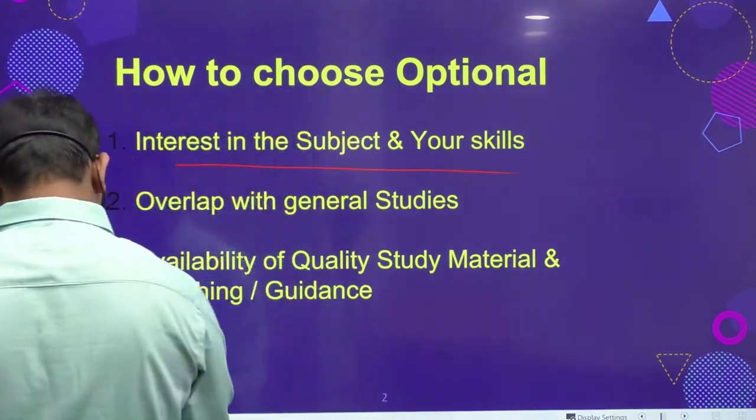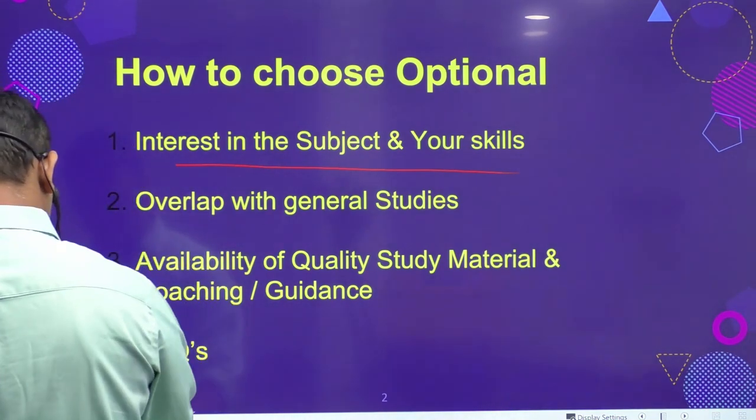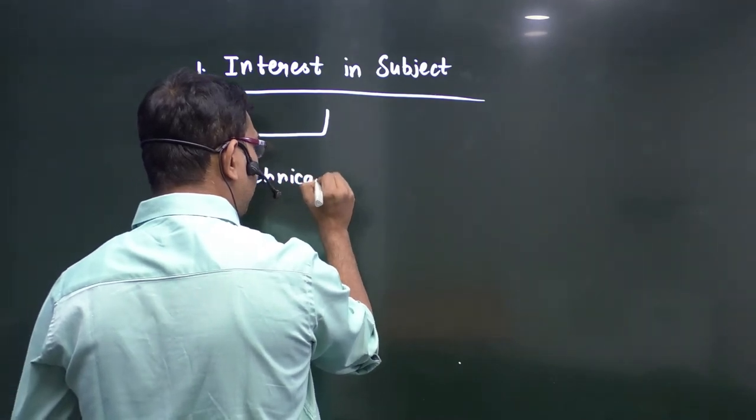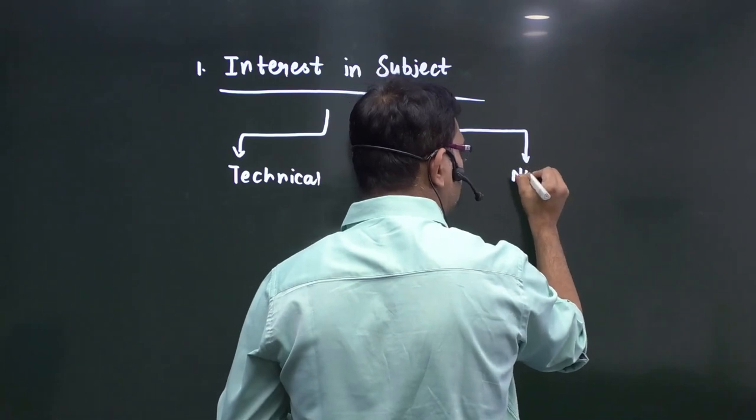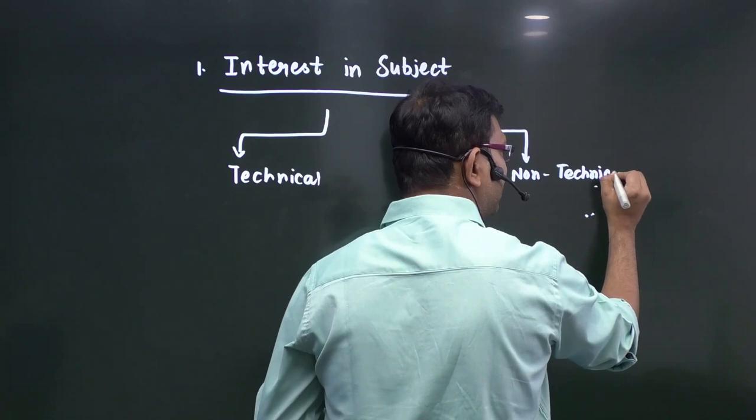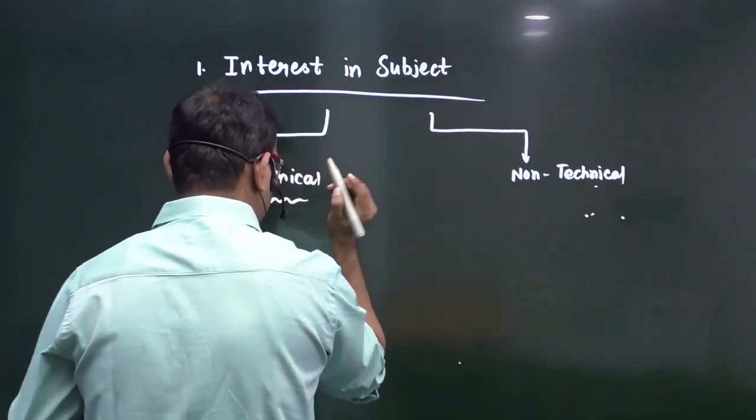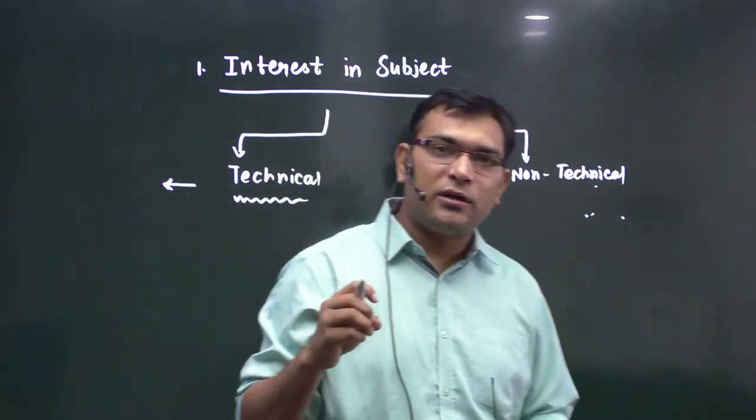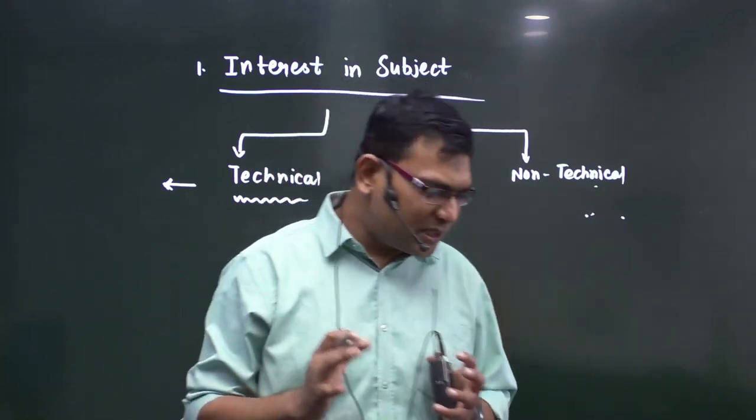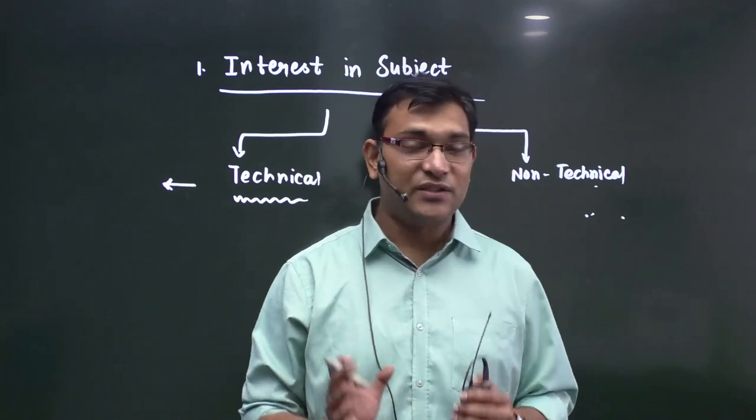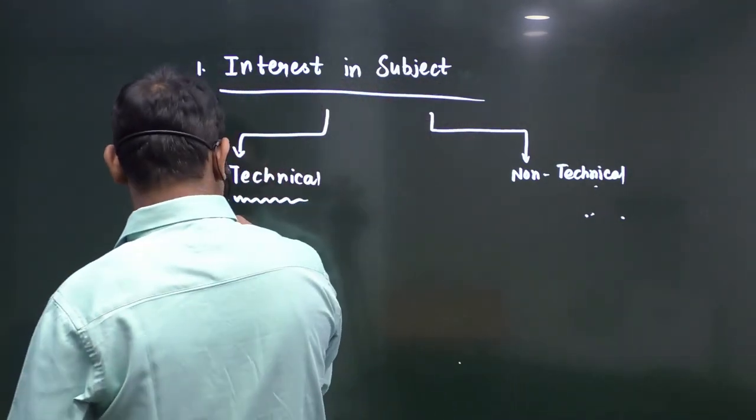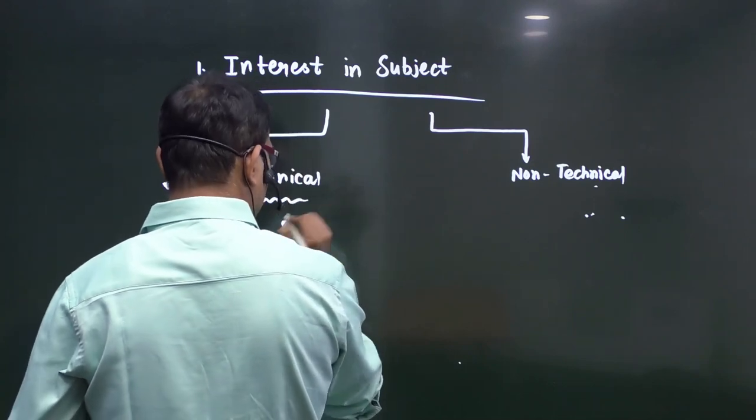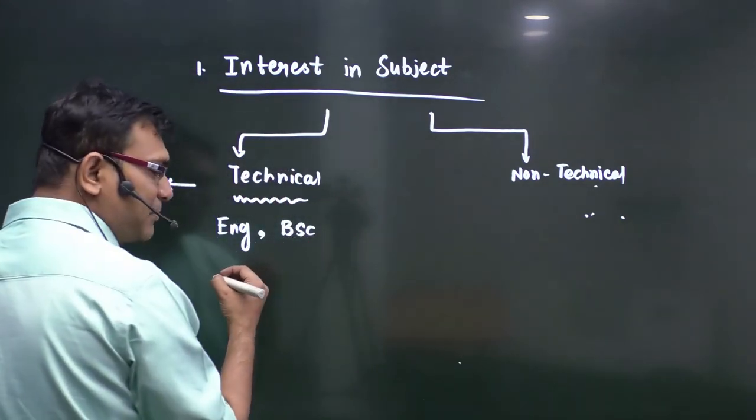For example, first of all, interest in the subject. Suppose you are from a technical background, or you are from a non-technical background. If you are from the technical background, then you need to choose those optionals with which you are familiar, which are not philosophical. There are subjects which are very philosophical, very subjective, and subjects which are technical in nature. If you are from an engineering background, or other technical backgrounds like BSc science backgrounds, then this optional might suit you more.